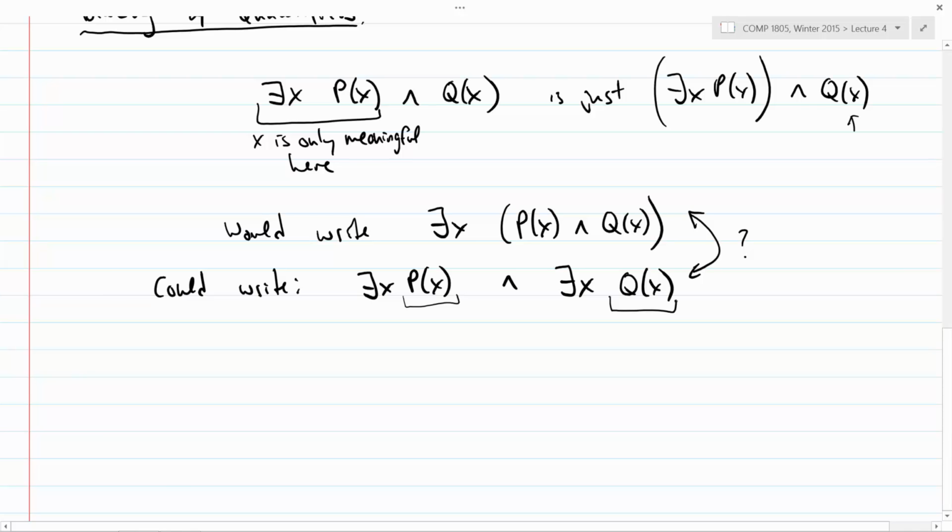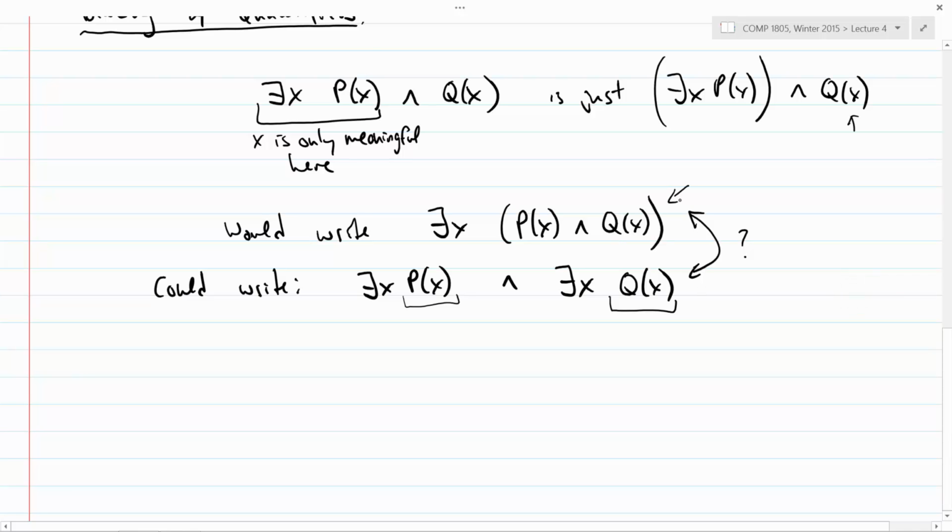All right? So to understand this fully, let's do it as a little translation exercise. If px meant, I don't know, x is even, so the universe of discourse is all integers, px means x is even, and qx means x is odd, well then, which of these is true or false? Yep. First option would be false because the and is impossible. There's no number that's both even and odd.